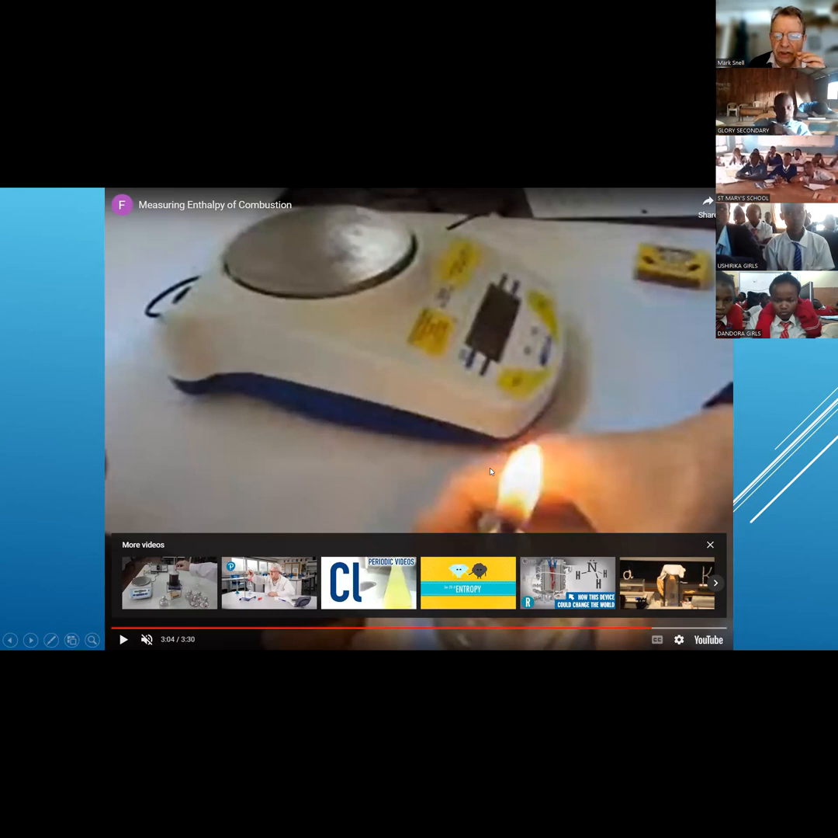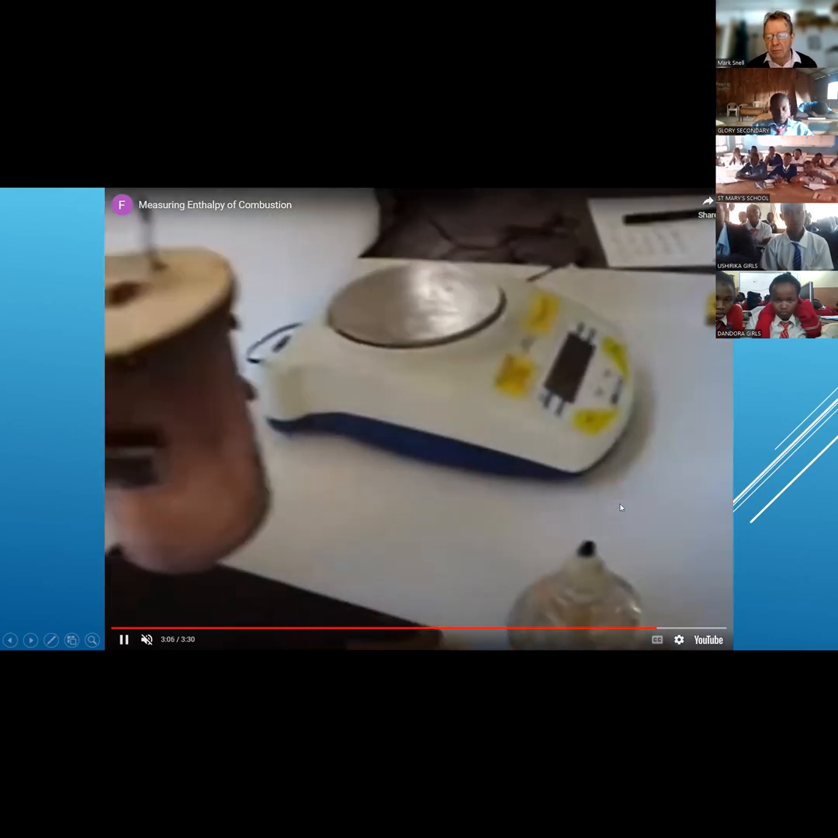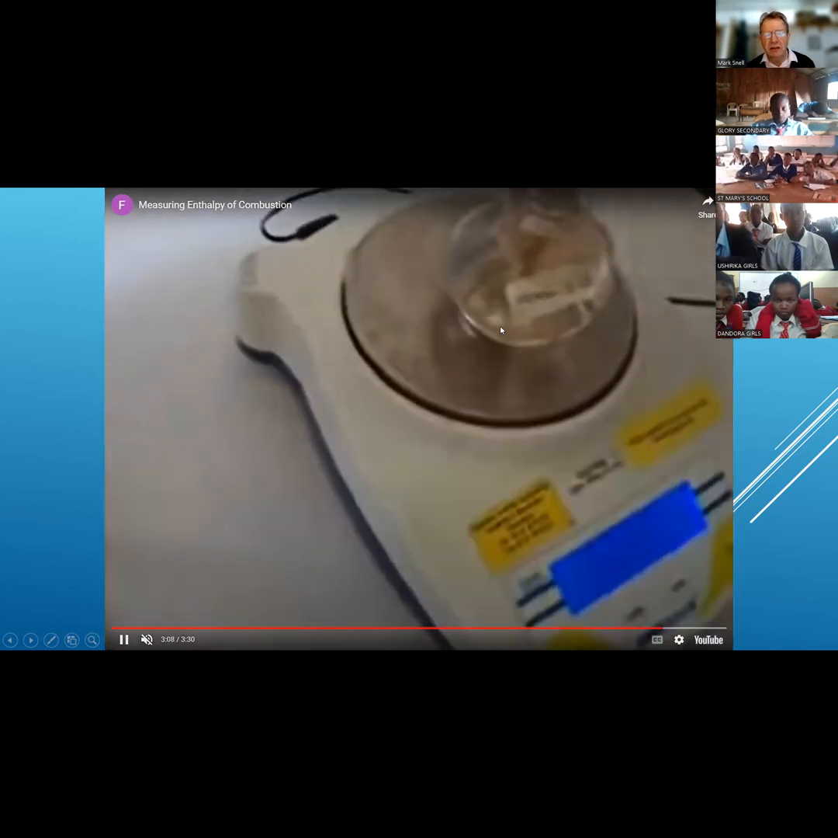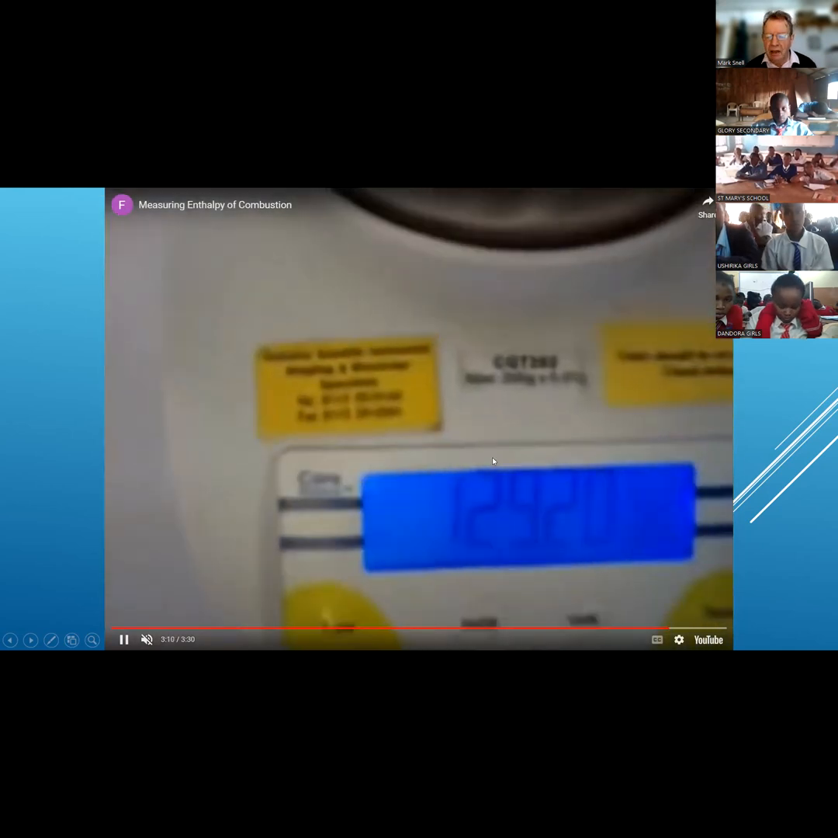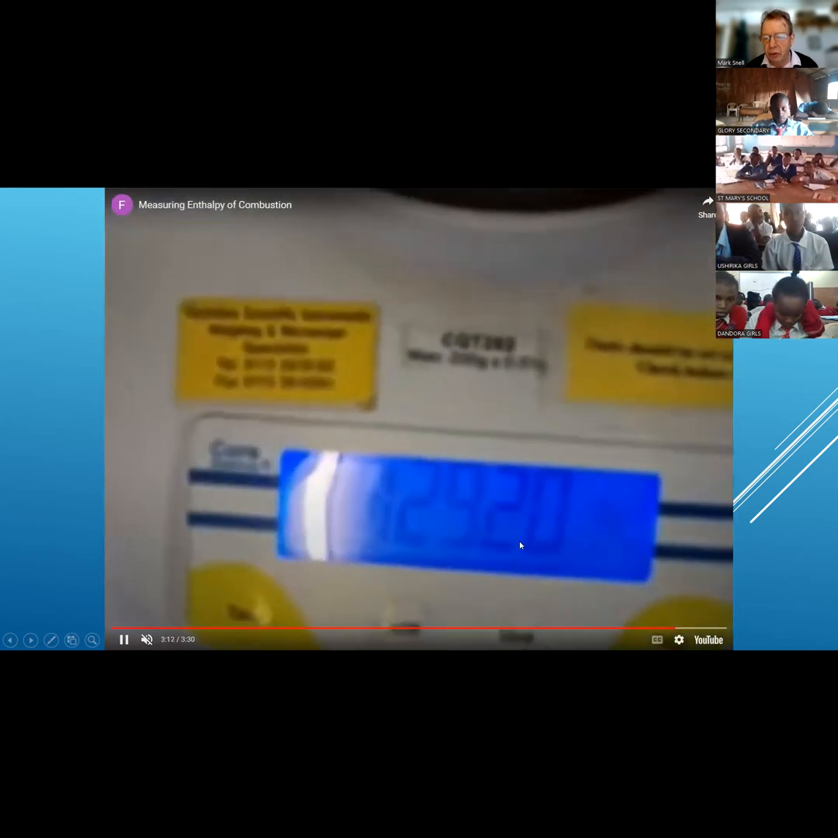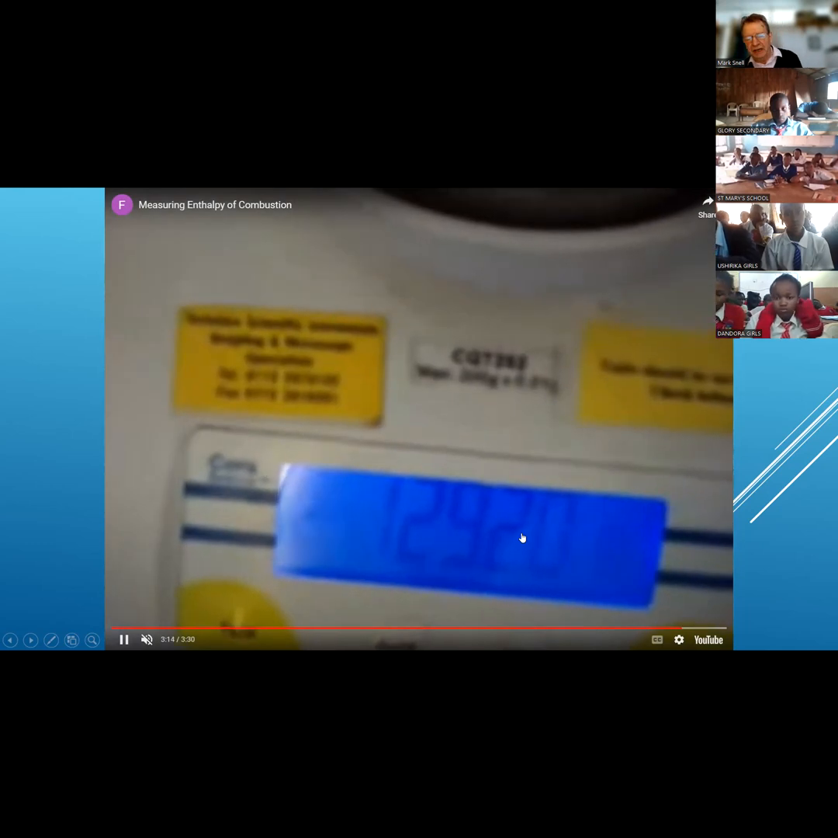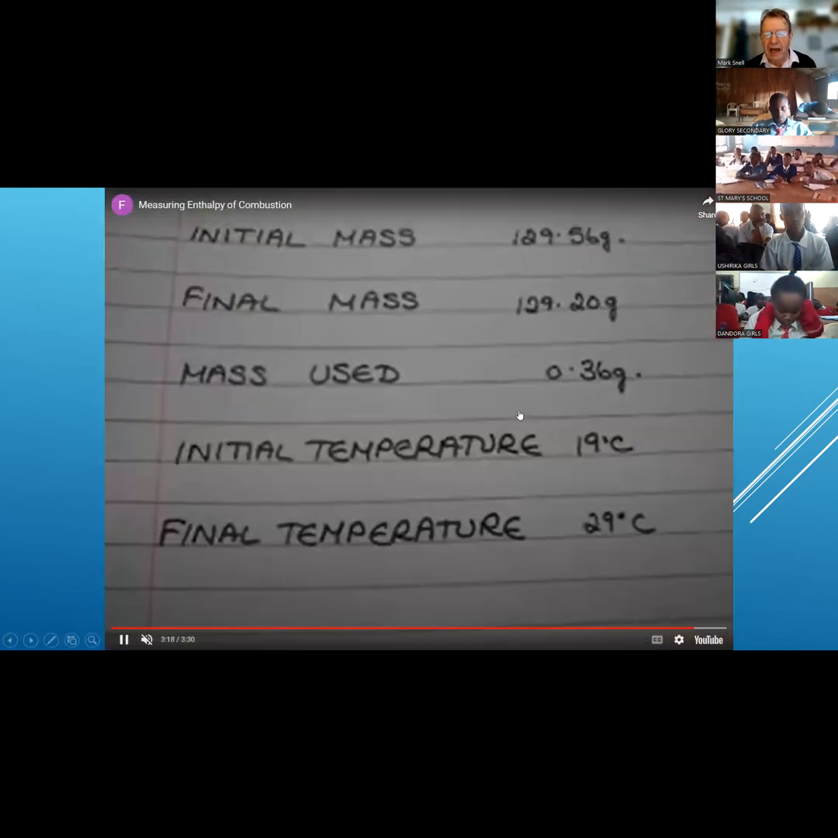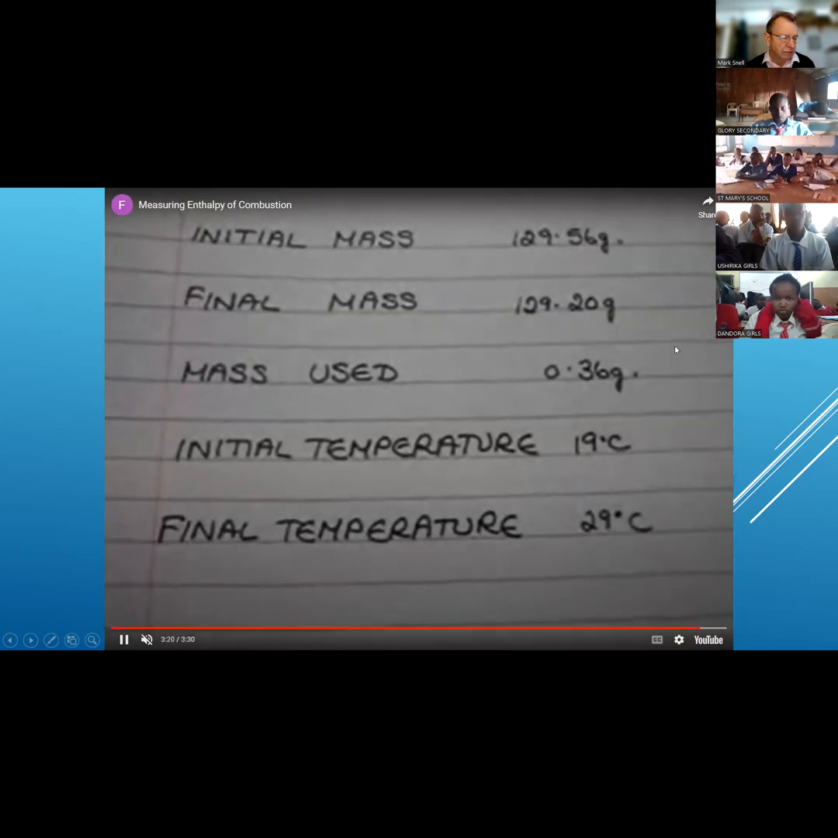The heat which is just burning here is wasted. Now, they're going to blow it out. Then they will take the final temperature and they will take the final mass, 129.2. I'll show you the results in just a minute. So now they have everything that they need. So let's just have a look at that.